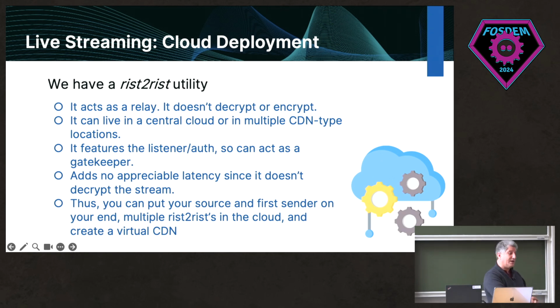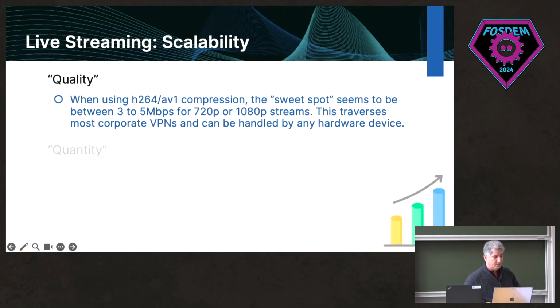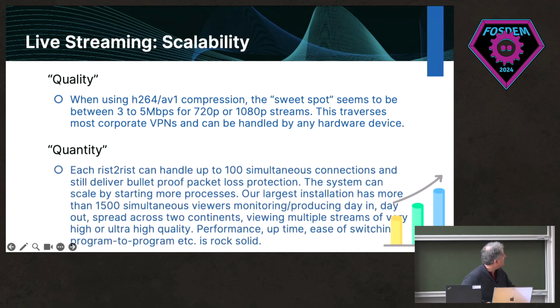It adds no additional latency in that process. It's only the latency that you decide to put as far as buffering. Okay, so as far as quality and quantity, the sweet spot seems to be between 3 and 5 megabits per second. Resolution 720p or 1080p, whatever codec you're using gives you better or less quality, and that seems to traverse all the different VPNs, corporate networks, etc., without any issues.